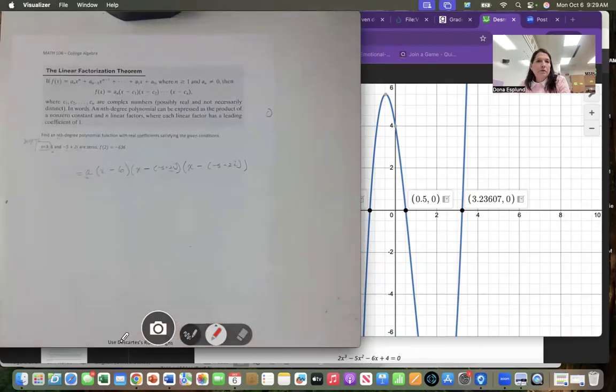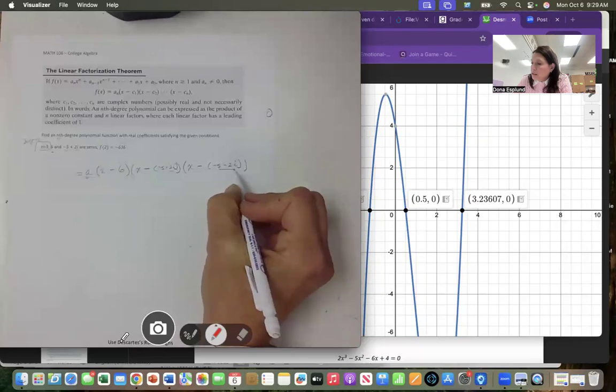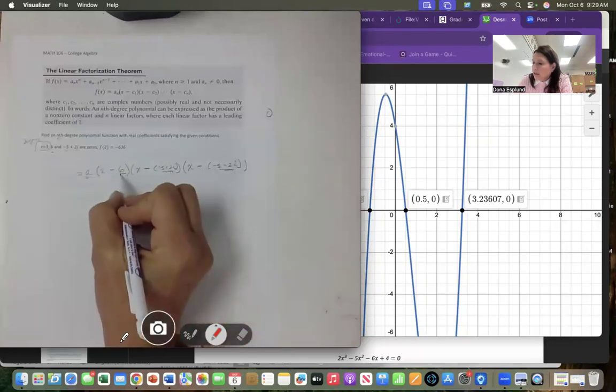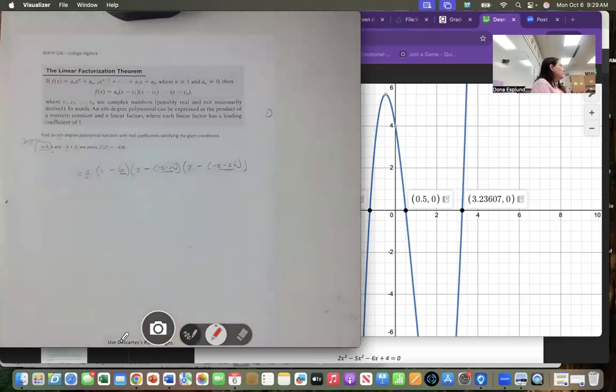Do you see how I came up with those? So here are my 3 roots, right here, here, and here. And I put a minus in front of them, and I write it as x minus that root.